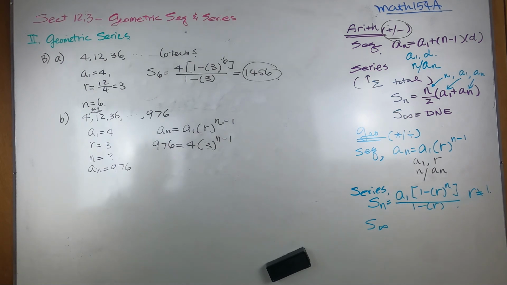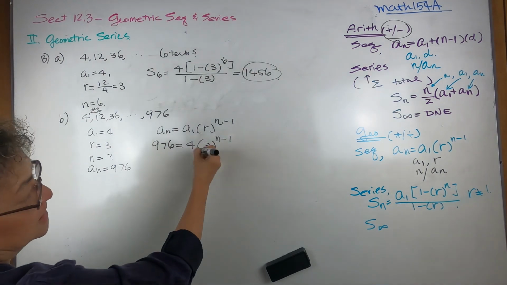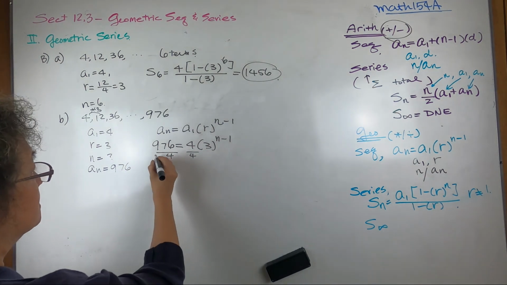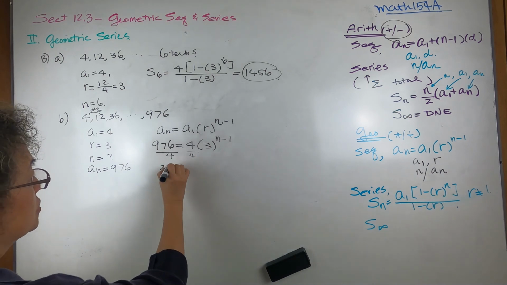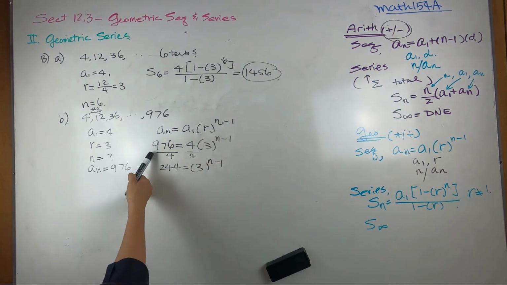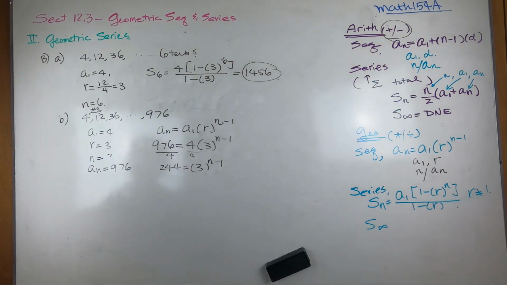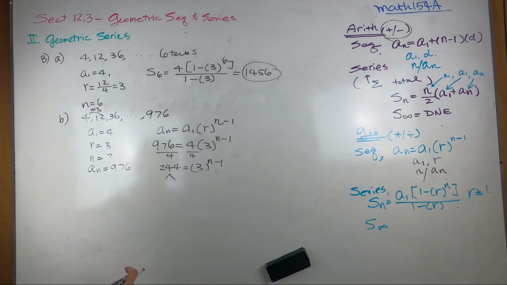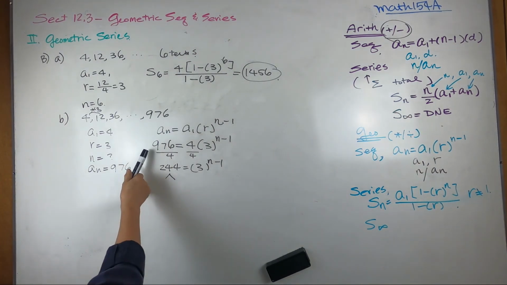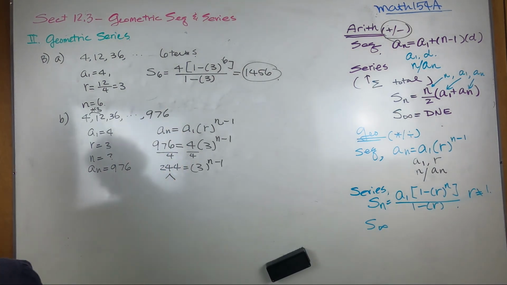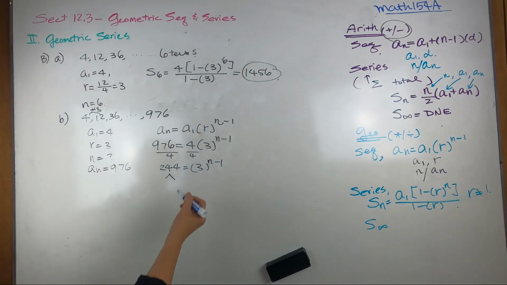You have to use the same base, right? So get the power by itself: you divide by 4, then what do we have? That would be 244 equals 3 to the n minus 1. Is that right? 244. Is that 244 a power of base 3? Doesn't look like it. Let's see, did we copy it right? Oh, no wonder. It's not a power of 3.